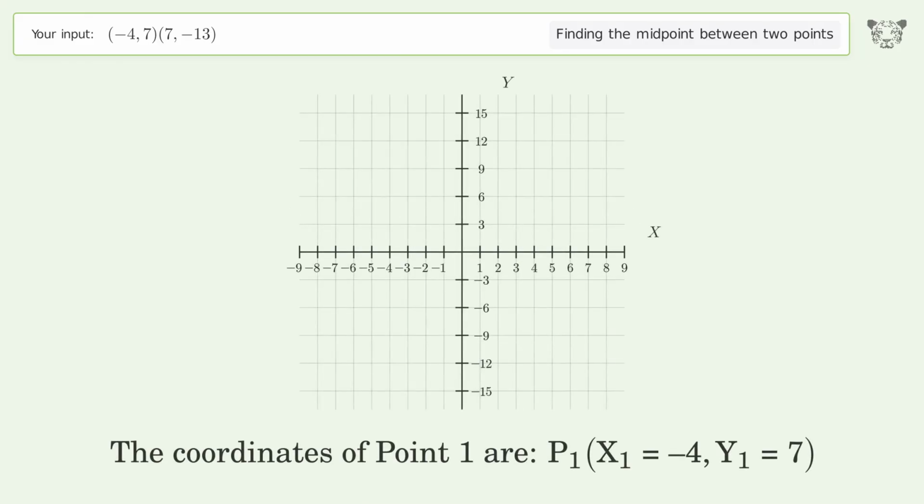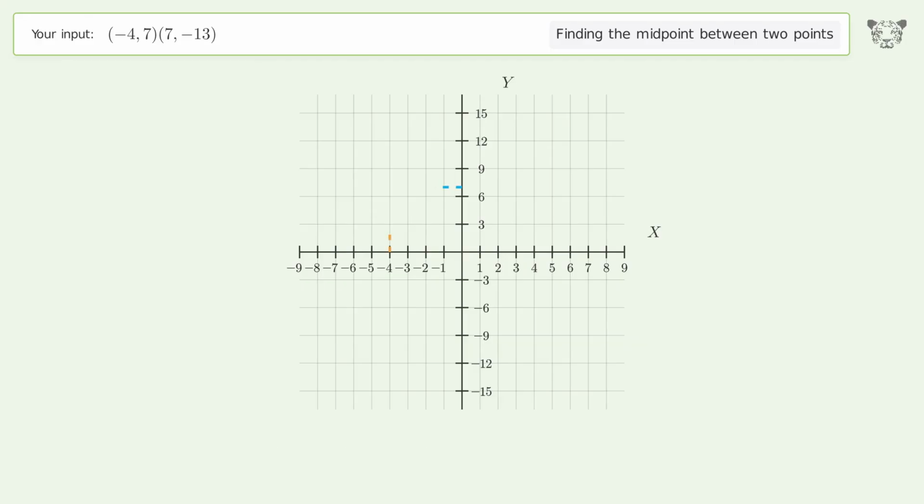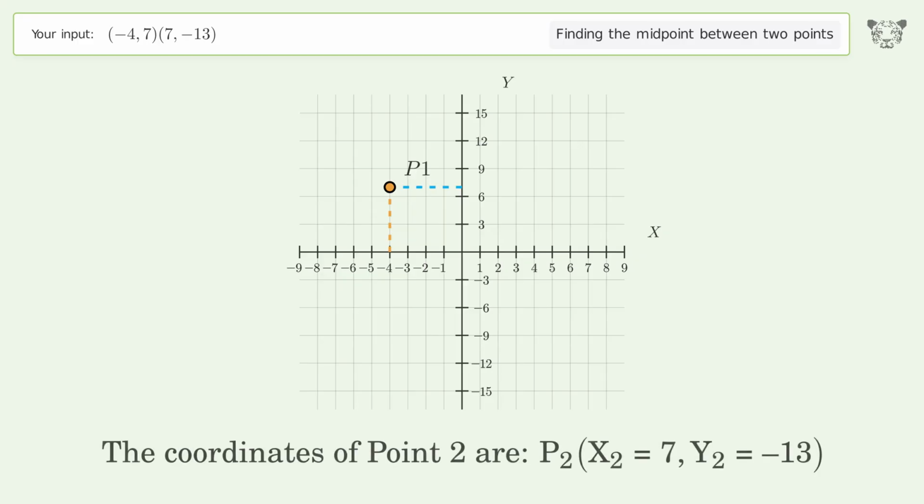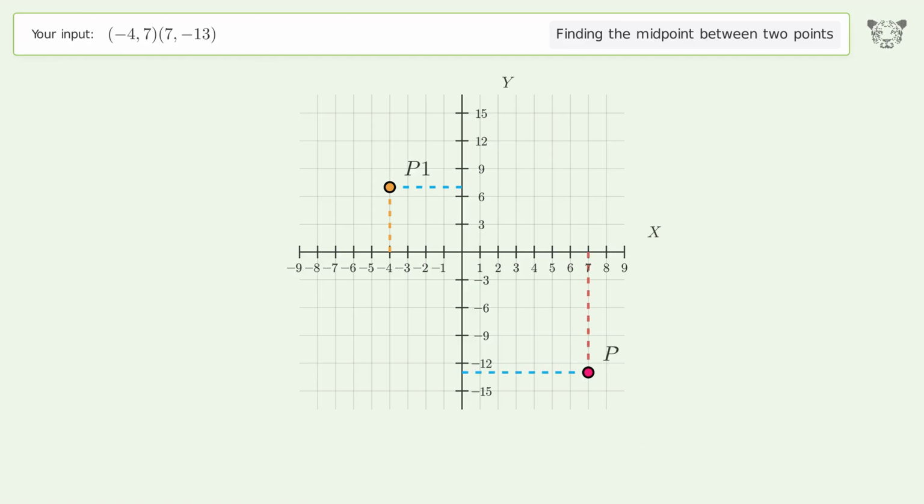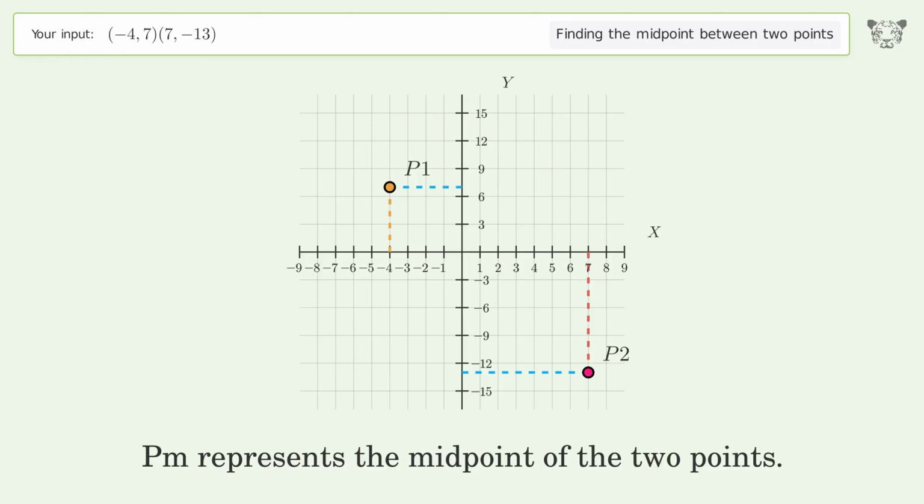The coordinates of point 1 are, x1 equals -4, y1 equals 7. The coordinates of point 2 are, x2 equals 7, y2 equals -13. PM represents the midpoint of the 2 points.